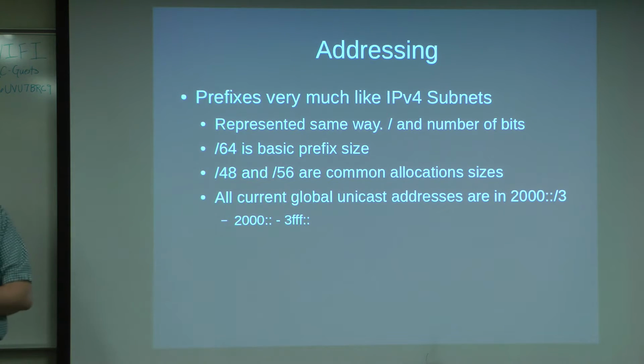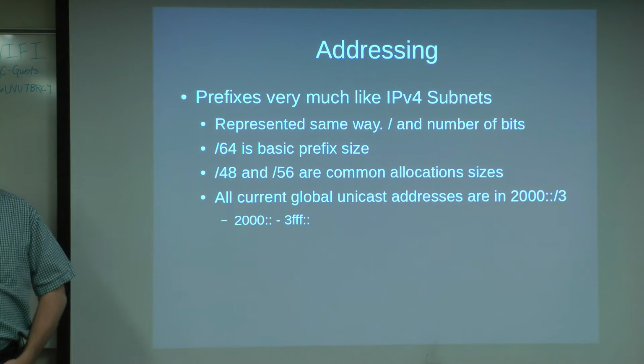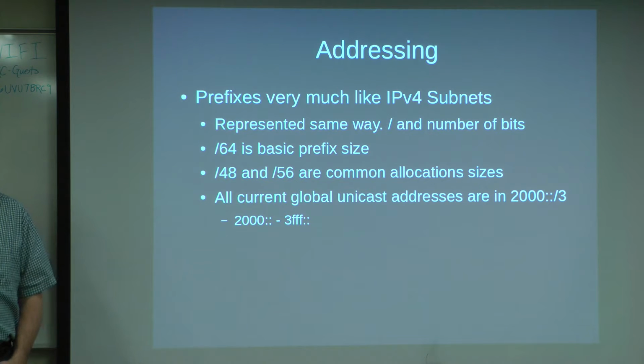So let's see. Prefixes are very much like subnets in IPv4. It's the exact same concept, they just changed the name. I mentioned that /64 is the basic size. /48 and /56 are common allocations for end user networks. So with Google Fiber that I have at home, they actually allocate to me a /60. So I've got 8 networks that I could then use internally, 8 /64s that I could use internally for my own purposes.